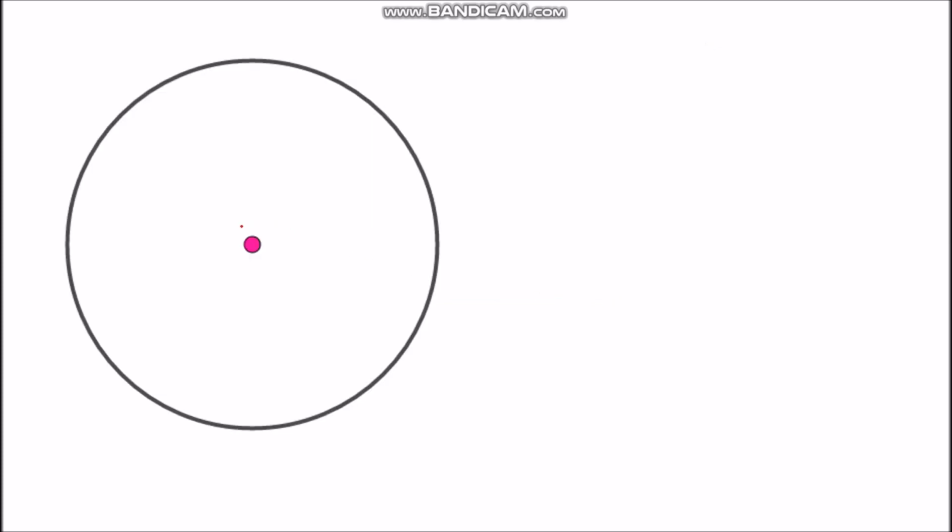So let's say we have here circle A. Now since what we're looking for is the measurement or the length of the chord, of course we need to draw a chord first. So let's say we have this chord BC. So again, we need to identify later on the length of chord BC.